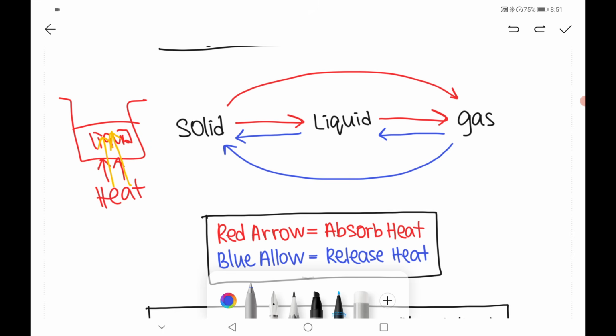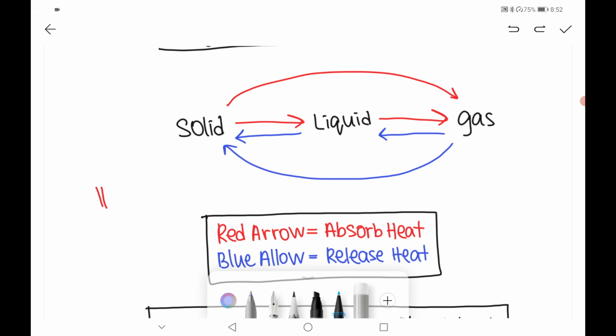Okay, next one, liquid changes to solid, also exothermic. How to do it? When you want to change liquid to solid, this process is called freezing. When you want to do the freezing process, what do you do? You need to cool it down. You need to cool down a substance. When you cool down a substance, that is exothermic. All right, that is what you need to know.